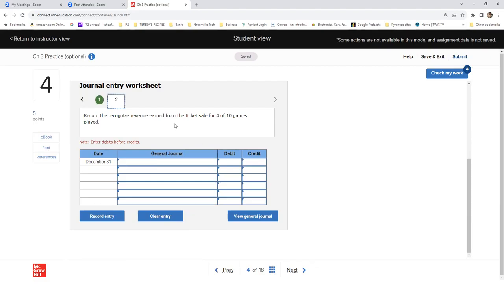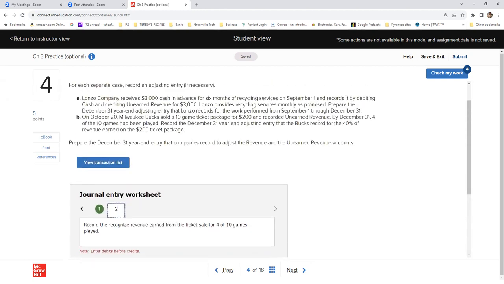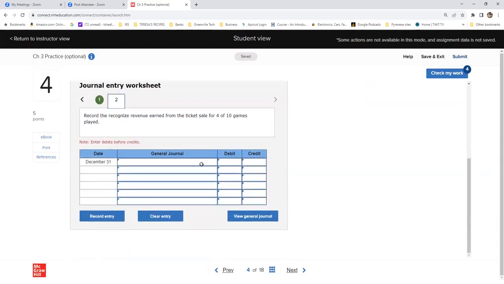Okay, record recognized revenue from ticket sale of 4 of 10 games played. So, Milwaukee Bucks sold a 10-game ticket package for $200. So that's $20 per game. And recorded as unearned revenue. December 4th, by December 31st, 4 of the 10 games have been played. So we have to record the journal entry.